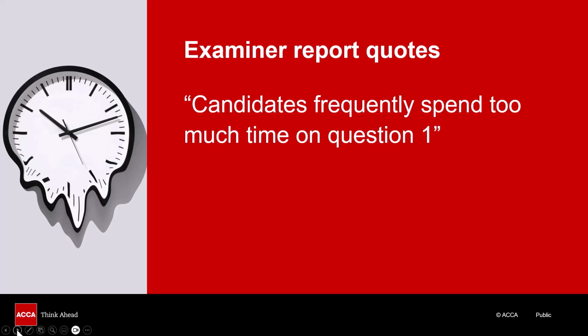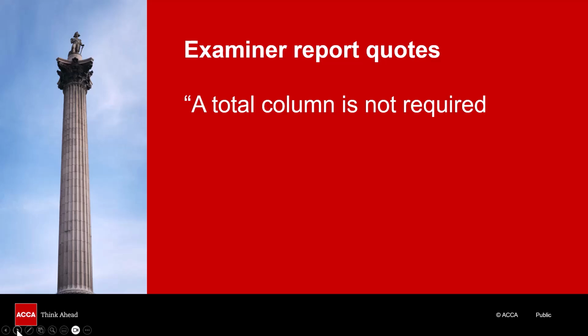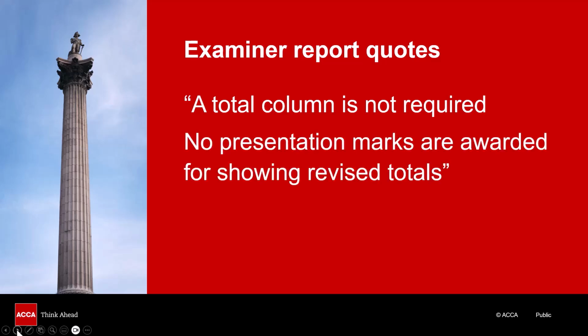Time and time again, we get this refrain that students have spent too much time on question number 1. And I think there's a number of potential reasons for that. Maybe the students are not properly prepared for how to do the question. Maybe the question looks a little bit disorientated, or maybe they're doing things which are simply unnecessary, like putting a total column in their answer. That does not earn you any marks whatsoever. So don't bother doing it.